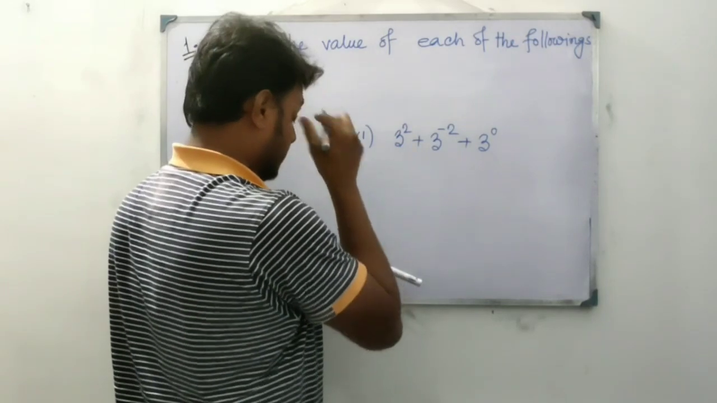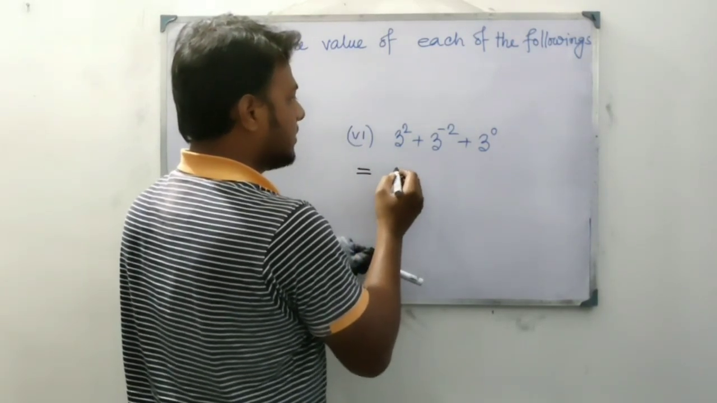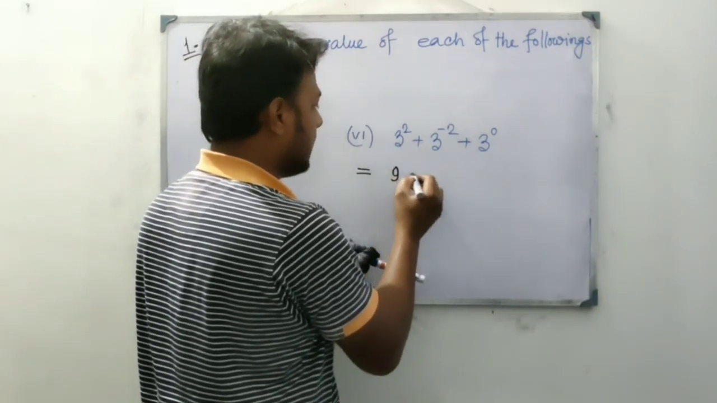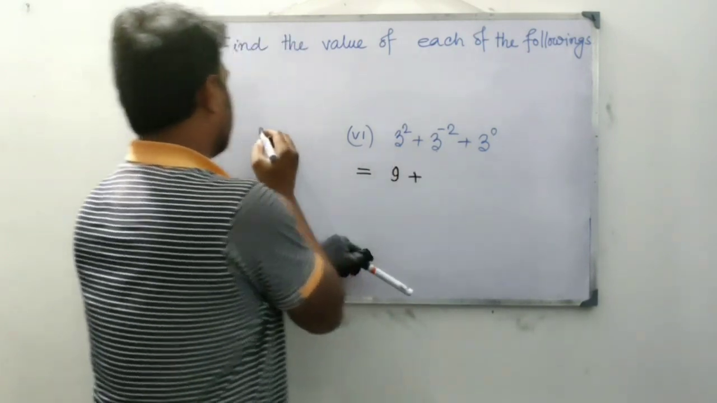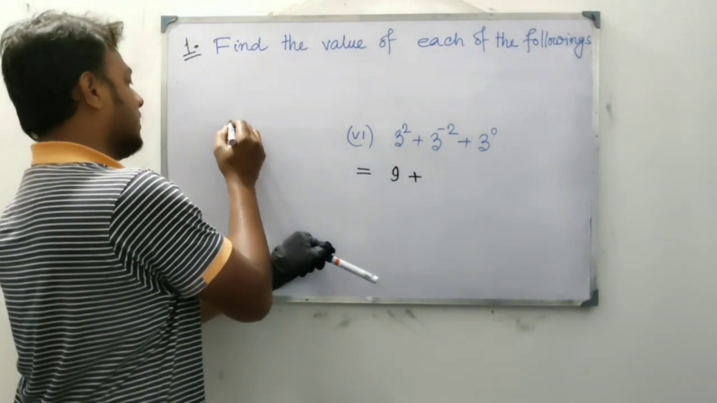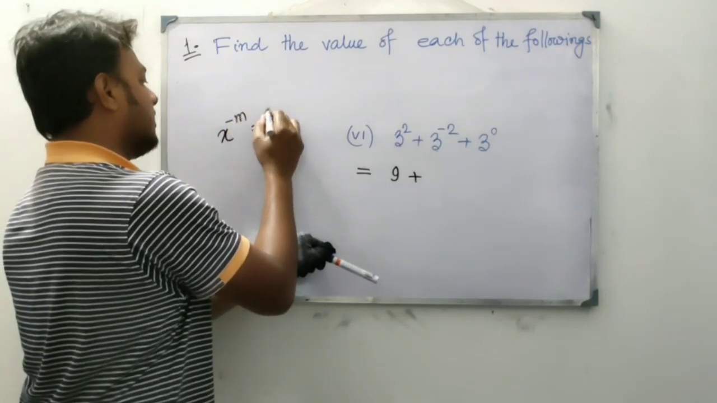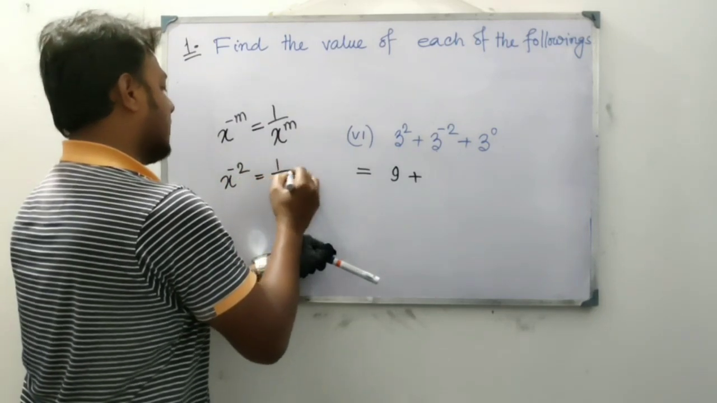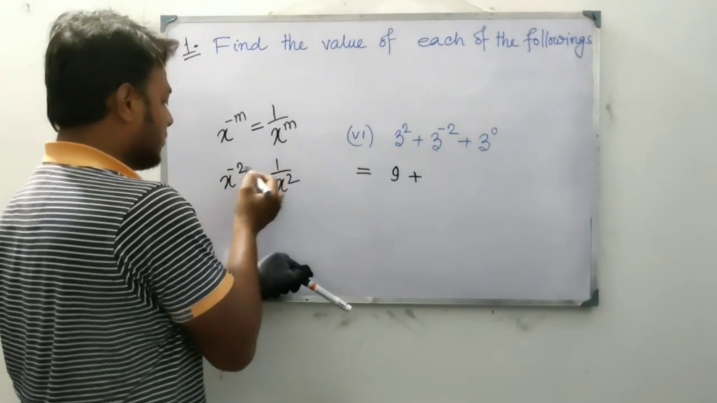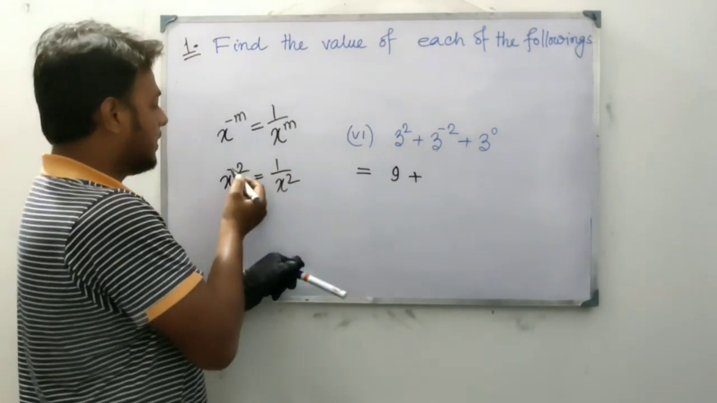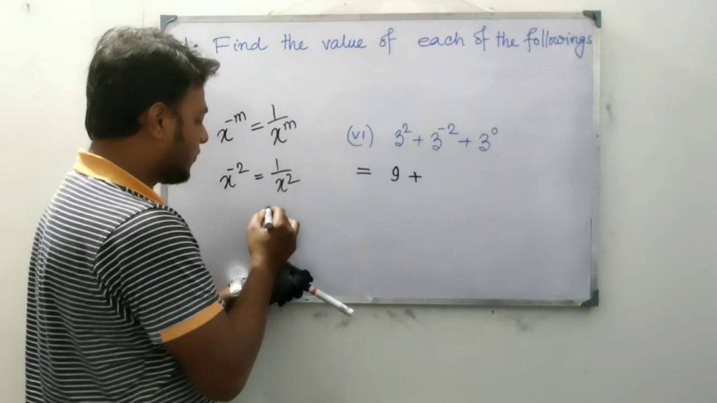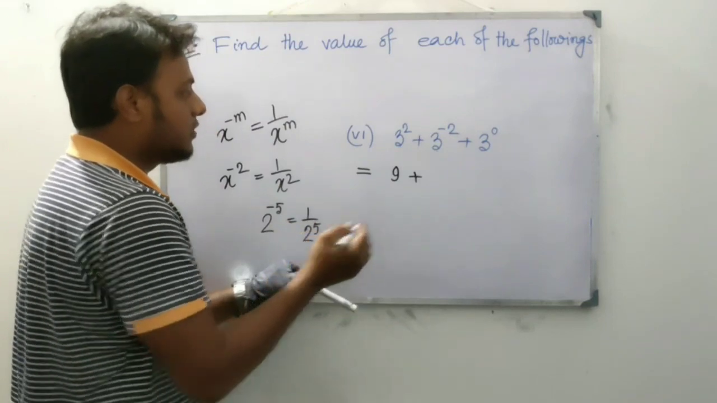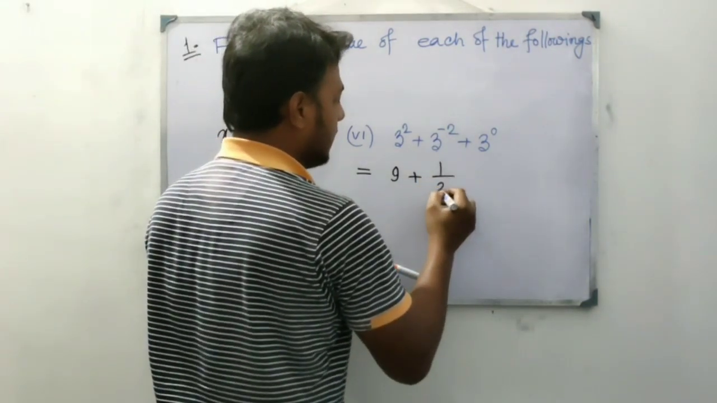Next, this solution. 3 square means 3 into 3, that means 9, plus 3 to the minus 2. Let me remind one law of indices, that x to the minus m can be written as 1 by x to the power m. So x to the power minus 2 can be written as 1 by x square. Just for this minus, we have to consider this term in the denominator and this negative will be positive. So 2 to the power minus 5 can be written as 1 by 2 to the power 5. So these are the examples. So in the place of 3 to the power minus 2, you can write 1 by 3 square.